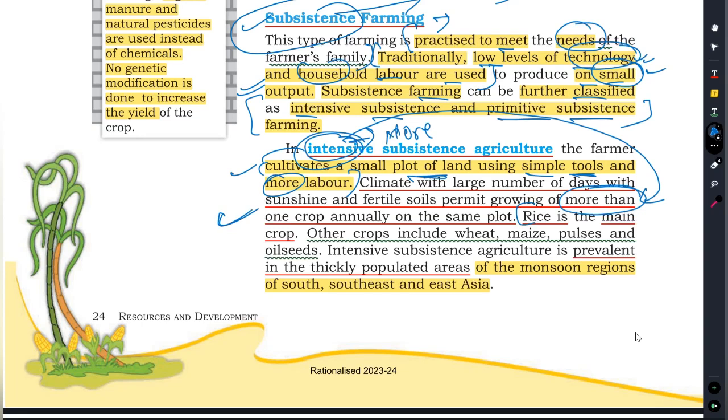Rice is the main crop here. Other crops grown in this type of farming are wheat, maize, pulses and oilseeds. It is very much prevalent in thickly populated areas of the monsoon regions. Why? You get plenty of rainfall here. Monsoon regions of South, Southeast Asia and East Asia are the areas which usually practice this intensive subsistence farming.